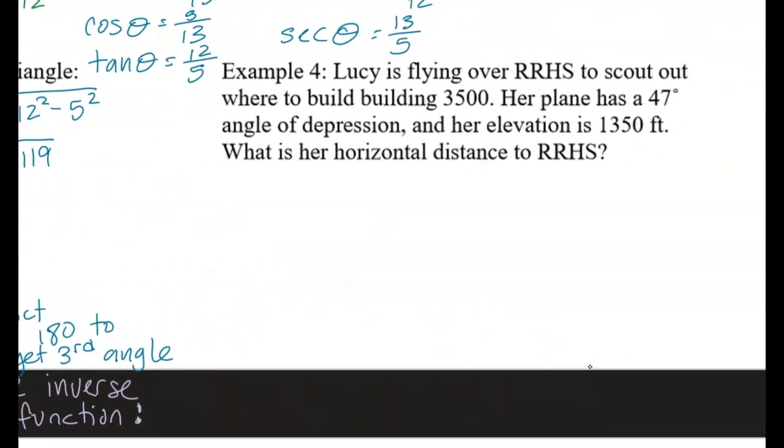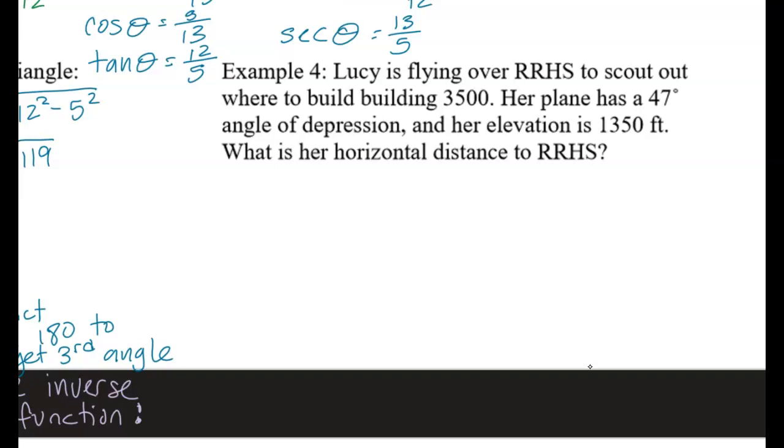next one. Now this is just a word problem. Let me read it. Lucy is flying over Round Rock High School to scout out where to build building 3500. Her plane has an angle of depression of 47 degrees, and her elevation is 1350 feet. What is her horizontal distance to Round Rock High School?